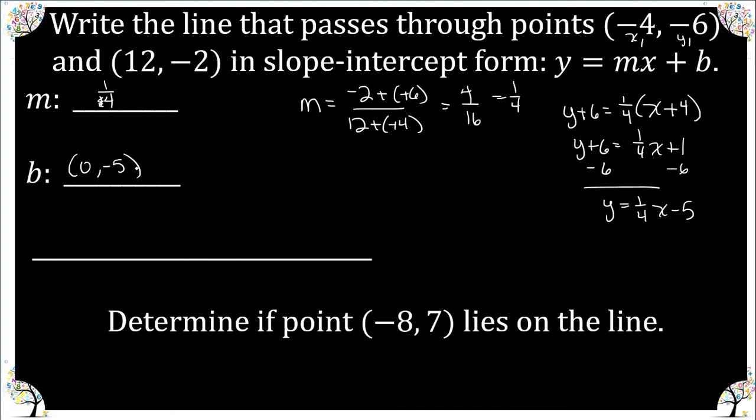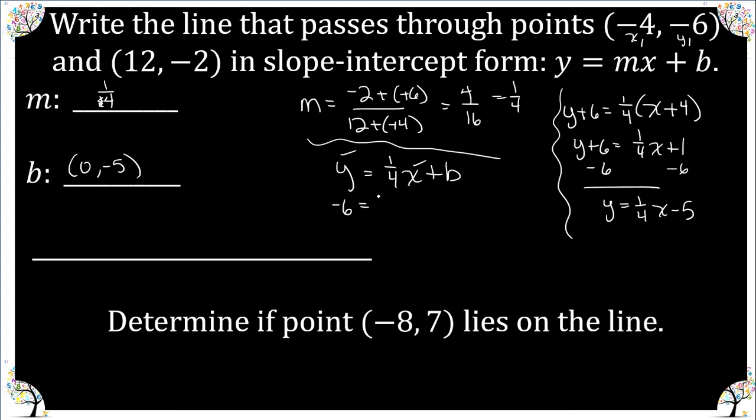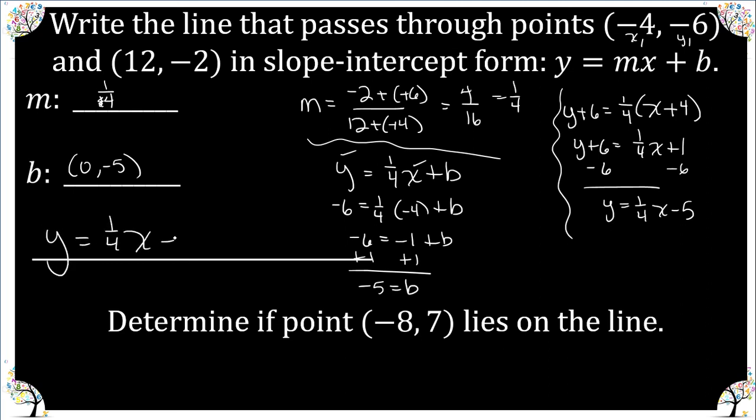Now let me show you the other way. If you don't want to use point slope, we have y equals 1/4 x plus b. So this is slope-intercept form. Once we get here, we don't know the b, so we can choose any point to plug in for x and y. So it is very similar to point slope. I'm still going to use the first point. So I'm going to plug in -6 for y and -4 for x. So you see, we end up doing the same process, just in a little bit different order. So altogether, y equals 1/4 x minus 5.